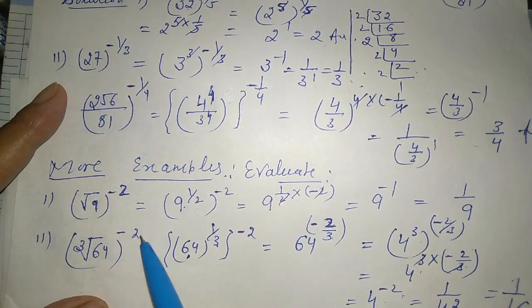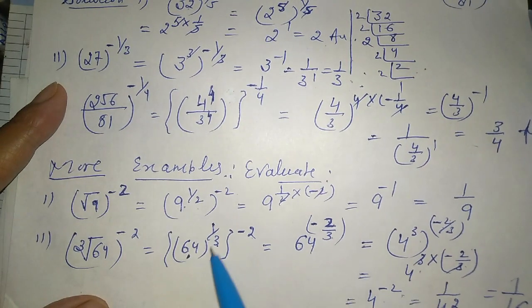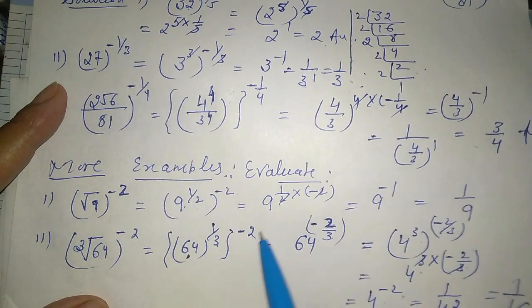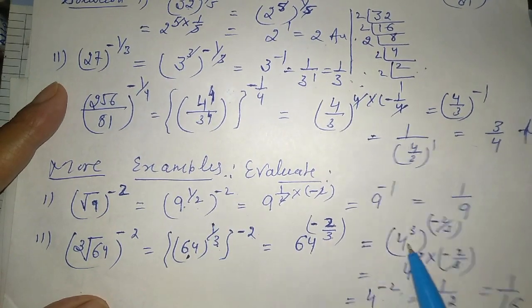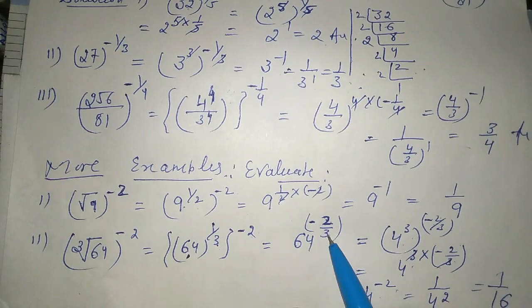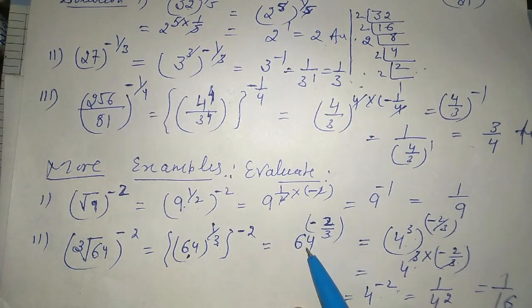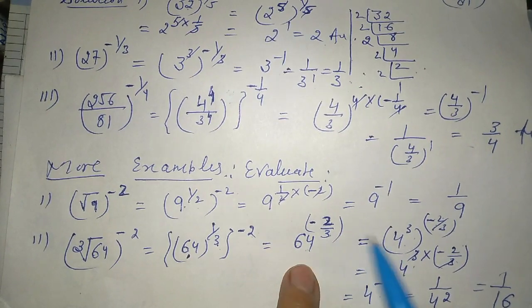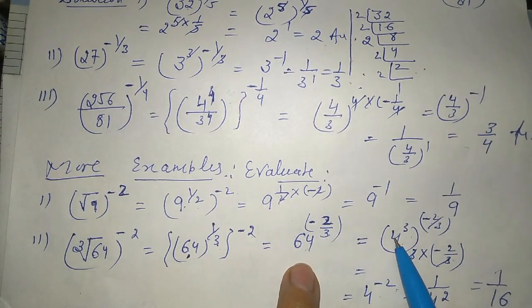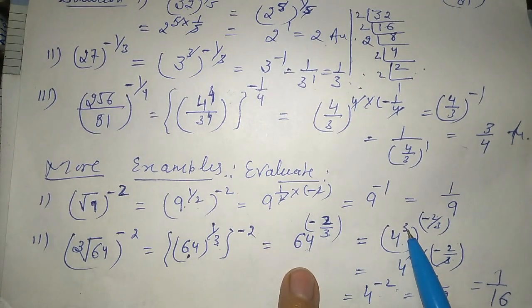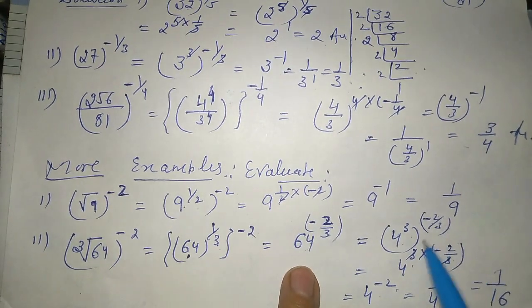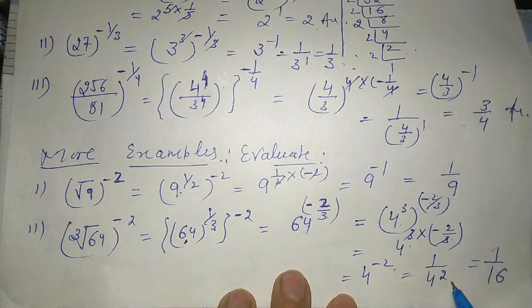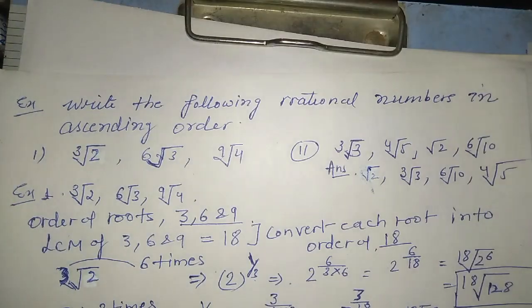Cube root of 64 to the power minus 2. This will be 64 to the power 1 upon 3, to the power minus 2. So again both the powers will multiply. 64 can also be factorized in terms of 2, but here, according to the question, we have 3, so we will factorize it in the form of 4. 4 to the power 3, multiplied by 2 upon 3. So this 3 can be cancelled. 4 to the power minus 2 is equal to 1 upon 4 square. It becomes 1 upon 16.